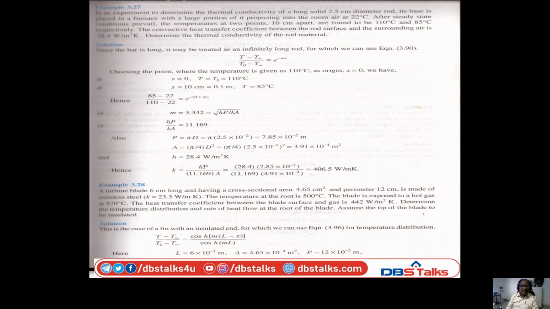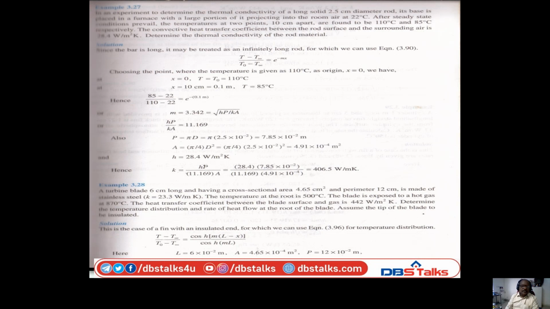If the tip is insulated, you should take the temperature distribution equation. What is the temperature distribution equation? (T minus T infinity) by (T naught minus T infinity) equal to cosh m(L minus x) by cosh mL. That is the temperature distribution equation for an insulated fin. At the same time, you can write the heat transfer equation also.